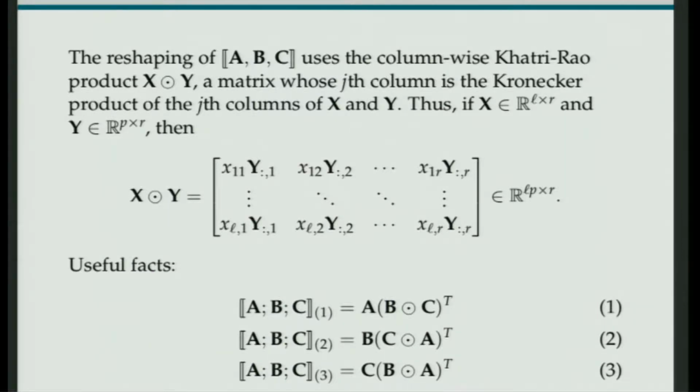Okay? And now we need to reshape our outer product of these matrices A, B, and C. So it turns out that there's a nice expression for these matricizations, and it just uses a subset of the columns of the Kronecker products. Okay? So in particular, if X has L rows and R columns, and Y has P rows and R columns, then their Khatri-Rao product, or their column-wise Khatri-Rao product, has L times P rows, and it still has R columns.